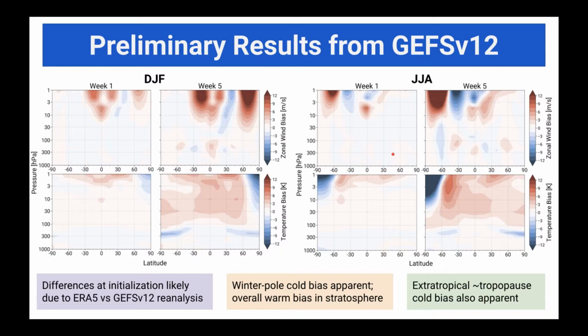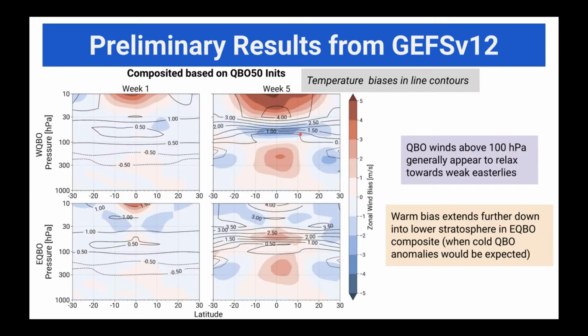So one of the things you can see is that there are some apparent biases already in week 1, particularly in the middle to upper stratosphere above 10 hectopascals. These are primarily due to differences in the initializations that are likely just due to the simple differences in reanalysis. GEFS v12 was initialized using its own reanalysis data set that's inherently different from ERA5. So these biases are likely just due to that fact, and especially since they're mostly in the upper stratosphere, that tends to be where these kinds of differences have the largest effect.